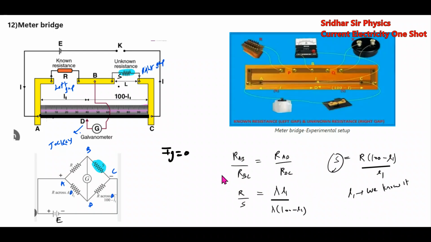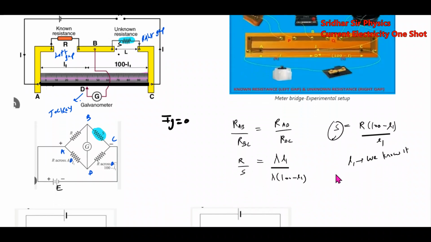Then once I know the resistance S, I'll calculate the rho. I'll measure the length L and the area of cross section pi r square. I know the resistance S, I know the length of this wire L, which is indicated here, and I know the radius of this wire also. Resistivity will be given by S pi r square by L. Like this, we can find out the resistivity of that particular material. That's the basic idea of the meter bridge.